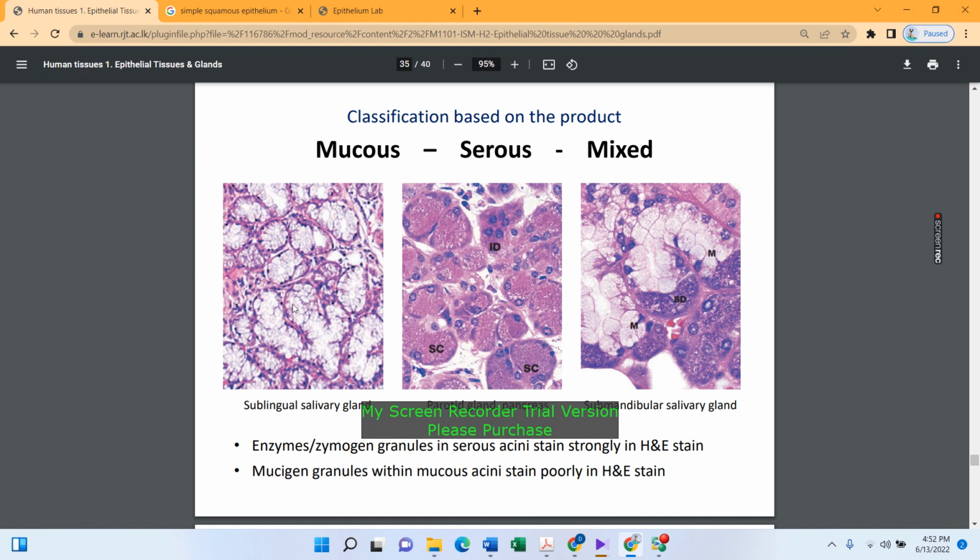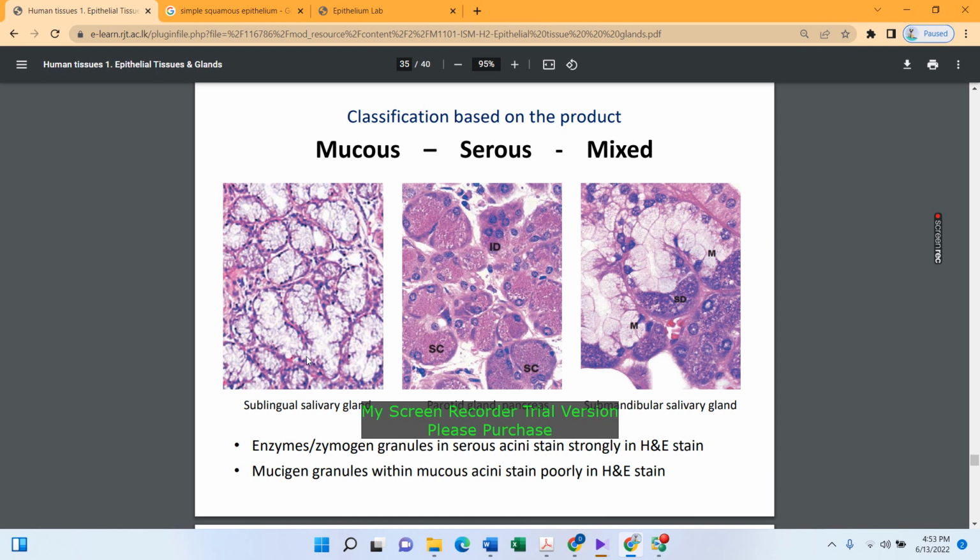So this is the sublingual salivary gland, and this is the parotid gland and pancreas, and this is the submandibular salivary gland. Mucus, serous, mixed. Serous, mixed, and sublingual salivary gland.